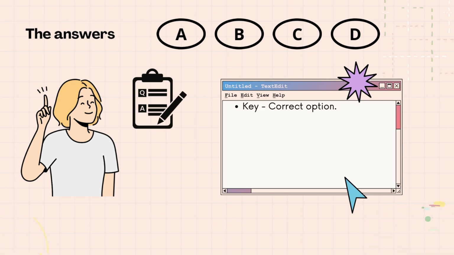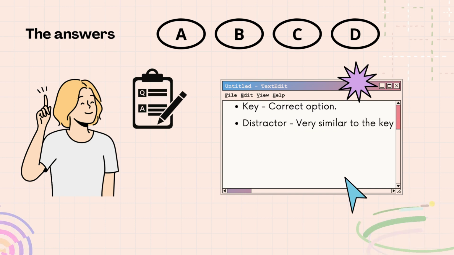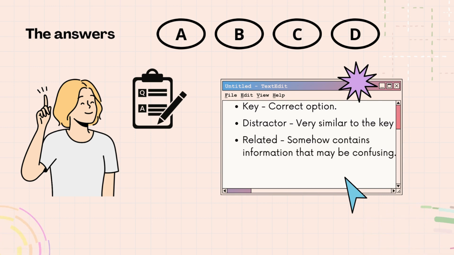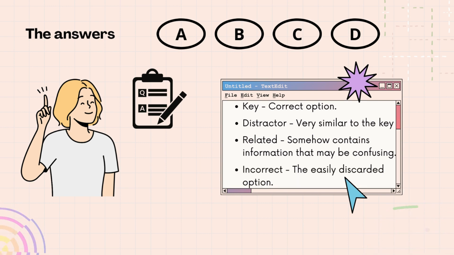First, you have the key, that is the correct option. Then you can find the distractor, very similar to the key, but its structure makes it incorrect. Sometimes it is also the information. Then you have the related, which somehow contains information that may be confusing. And finally, the incorrect, that is the easily discarded option.